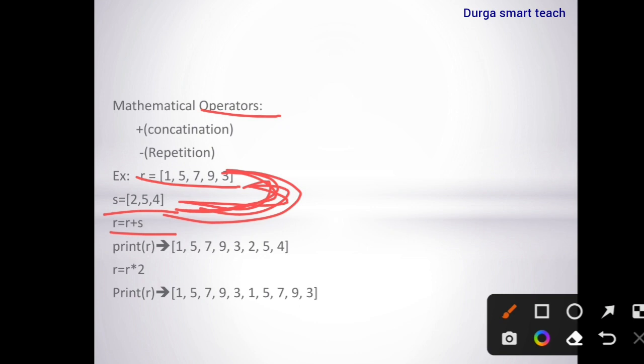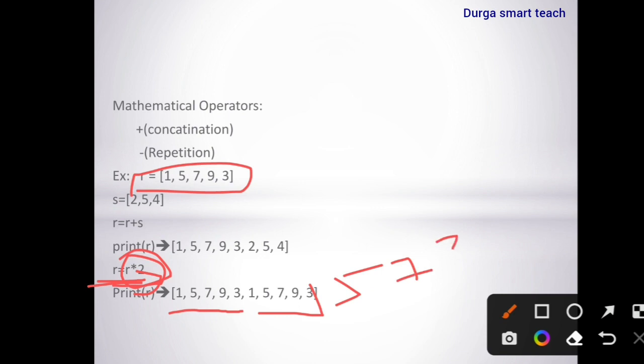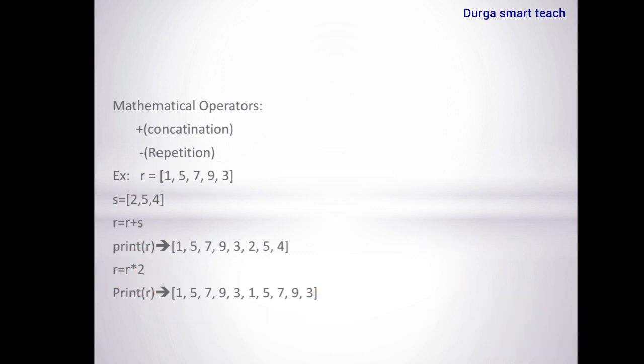So plus is used for concatenation of lists, combining two lists. Next one is repetition. Repetition is nothing but iteration. So r contains 1, 5, 7, 3. I am repeating the 1, 5, 7, 3 two times, so it will print 1 5 7 3, 1 5 7 3. If you give 3, one more copy of 1 5 7 3 will be displayed. So repetition means adding more times, the same values are repeated more times. So concatenation, repetition.